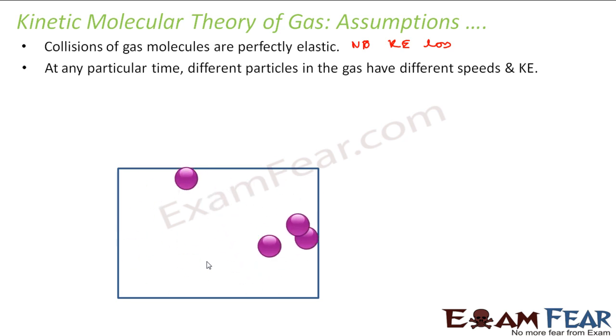At any particular time, different particles in the gas have different speeds and different kinetic energies. If you see here also, some of the molecules are going slow, some are going fast. So this theory assumes that the speeds of all these particles are different. They're not the same. Correct?